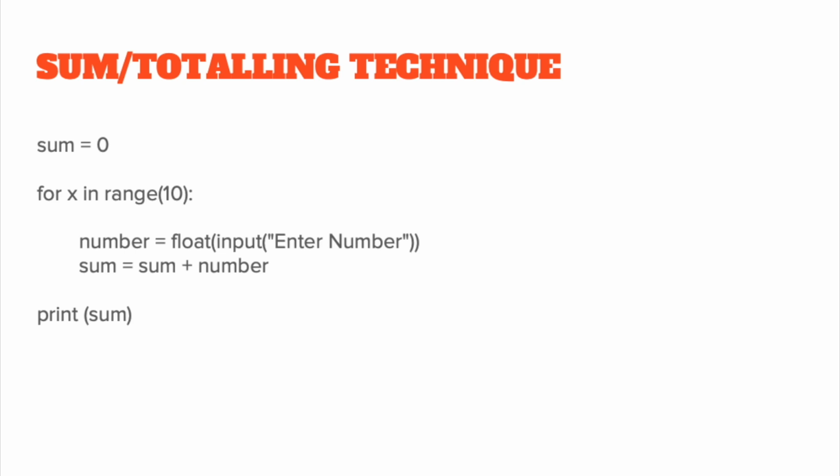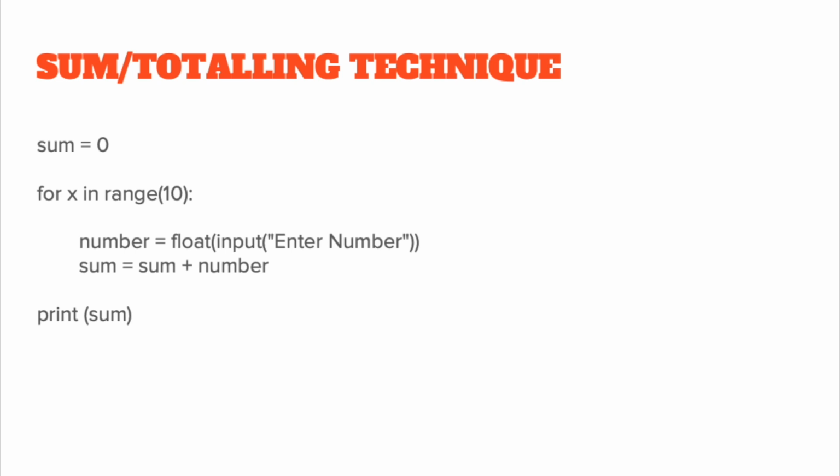You can call it index, that's probably a better choice. And then we're simply going to say number is going to be a float input, and the user will enter this number. And then sum is going to be sum, which in this case is 0, plus whatever number the user inputs. And this is going to run 10 times. So it's going to take 10 inputs and continue adding to that total.